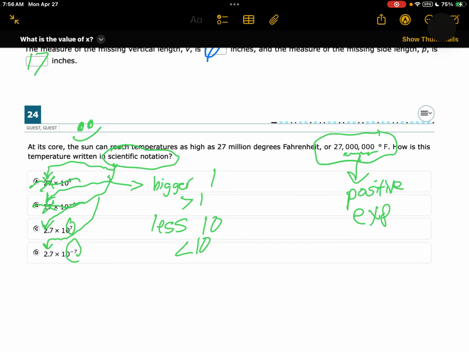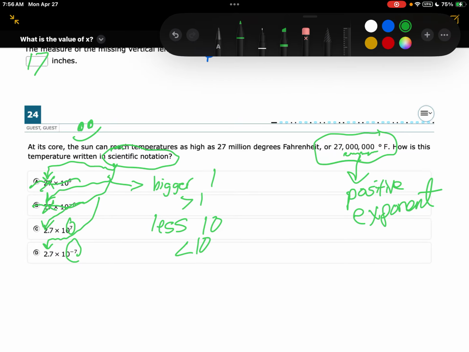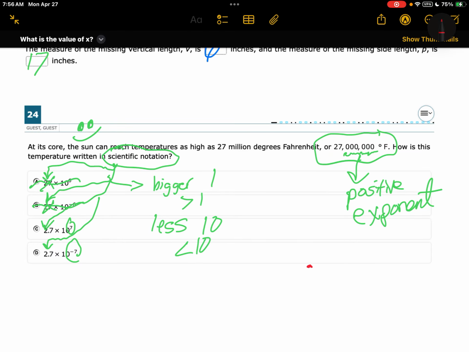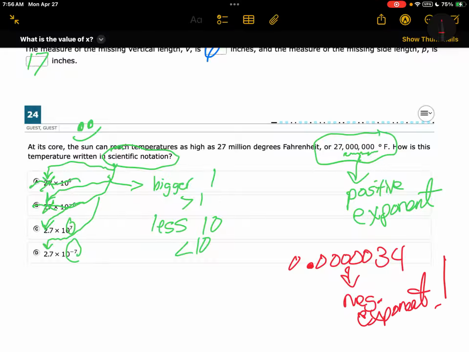If it were a number that had a bunch of zeros in the front, like a super small number, like this one right here, it would have a negative exponent. All right, I'm running out of time, so that's why I'm getting sloppy. The answer was C. I'm going to have to stop right there because I got duty.